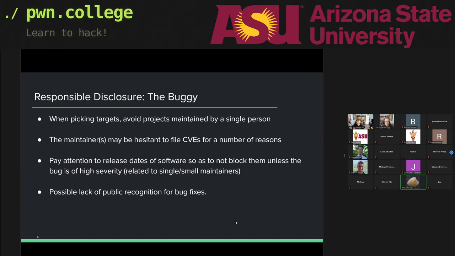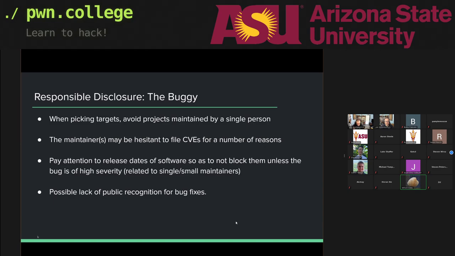The maintainers also might be hesitant to submit CVEs for several reasons, including the fact that if they do submit a CVE, this alerts all package managers that there's some sort of security issue with the project. And now the maintainer has to go through and make sure that they're good with all of the package maintainers so that their project can then be distributed to them, which can be quite a headache. So that might not be something that they choose to deal with.